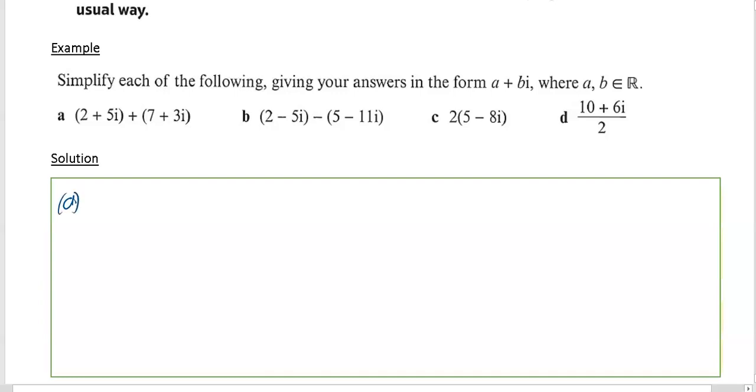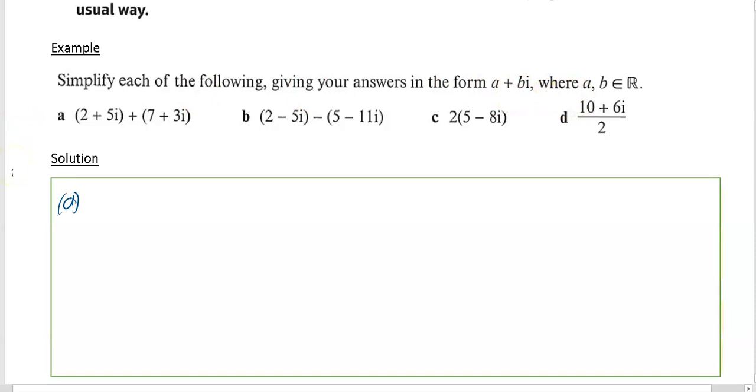The first one says, simplify each of the following, giving your answers in the form a plus bi. So remember, a is the real part and b is the imaginary part, and a and b are real numbers, so that's all it means here. They're positive or negative real numbers for your a and your b.